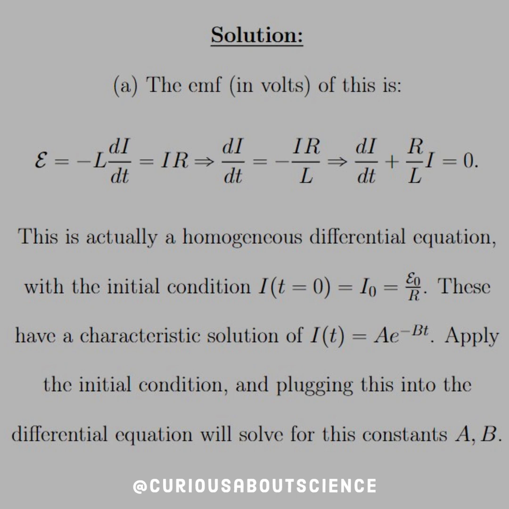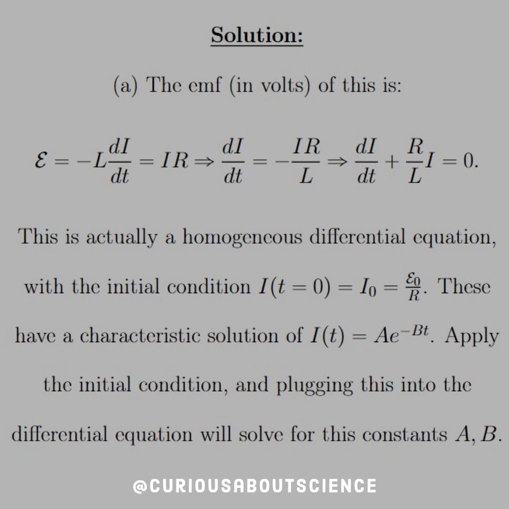Again, this is an ordinary differential equation, so we know pretty quickly what to do as far as finding a characteristic solution. We were told that at t equals 0, when the switch got flipped, we had some current I0 from the battery, which was E0 over R. And we know that these have a characteristic solution of A e to the negative bt. Physically, we cannot have a positive in the exponential. That wouldn't make sense, seeing as how the current would drain out over time. So use your physical intuition. This is physics, by the way.